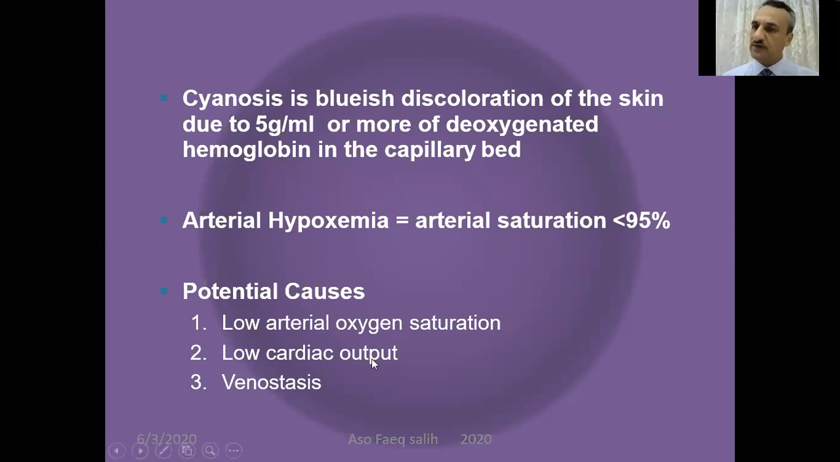For example, if you have heart failure and the heart cannot pump blood, then blood does not go to the peripheries, and the peripheries will be desaturated because of the flow, not because the blood is desaturated already. In that case, they are blue, but really they are not. So that is low cardiac output. Or venous stasis, meaning you have congested blood, for example in a lower limb, compressing that area and it becomes desaturated. That should be local.